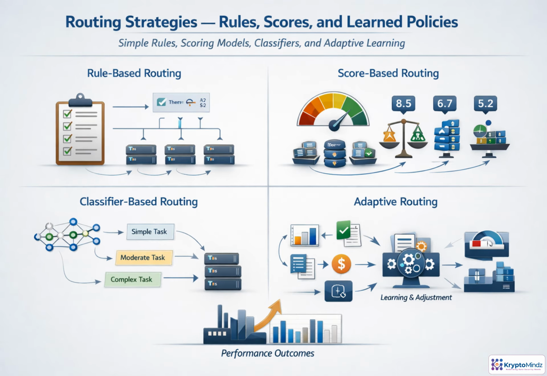Routing does not have to begin with machine learning. Simple rules are often best when the decision is governed by policy, such as customer tier, data sensitivity, region, or compliance. Scoring adds nuance by balancing quality, cost, latency, risk, and availability into one decision. Classifier-based routing goes further by predicting whether the incoming task is simple, moderate, or complex, then choosing the right capability tier. Adaptive routing closes the loop by learning from evaluations, feedback, service-level performance, and cost trends as production evidence accumulates.